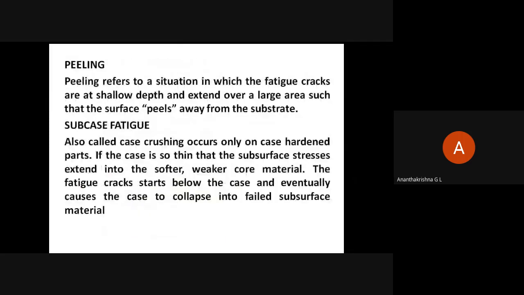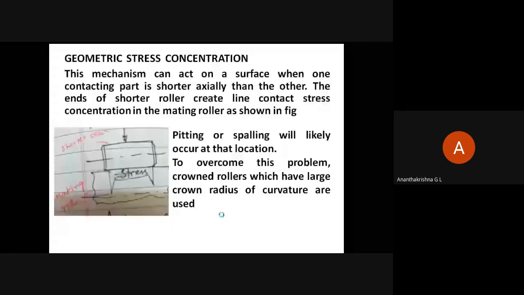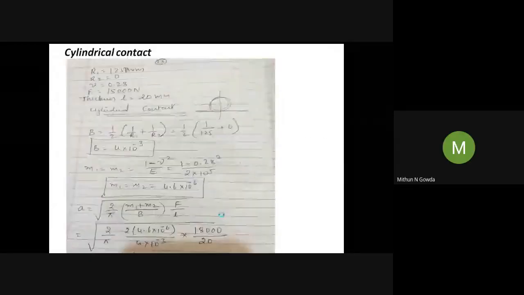So crown, partially crown, logarithmic curve, and so on. Then we learned about point surface. Then we learned about peeling, subcase fatigue, and surface fatigue strength. Again, little bit of repetition. Only thing is you should know that the experimental load factor K is used to determine the safe endurance load. Okay, from this equation, it will give us the number of cycles that can be expected before a failure occurs at a given load. Is that okay? This is the entire gist of module 5.